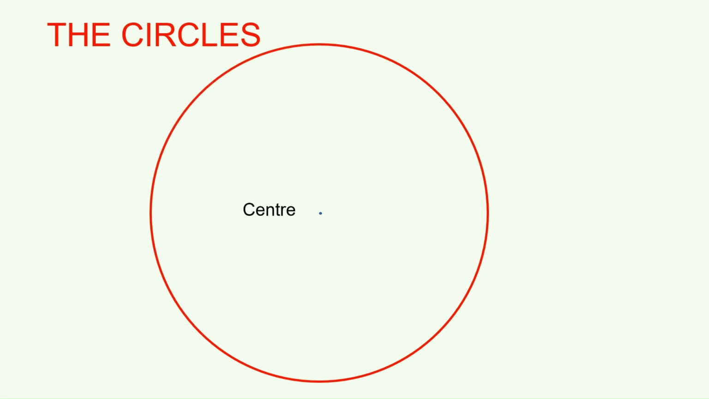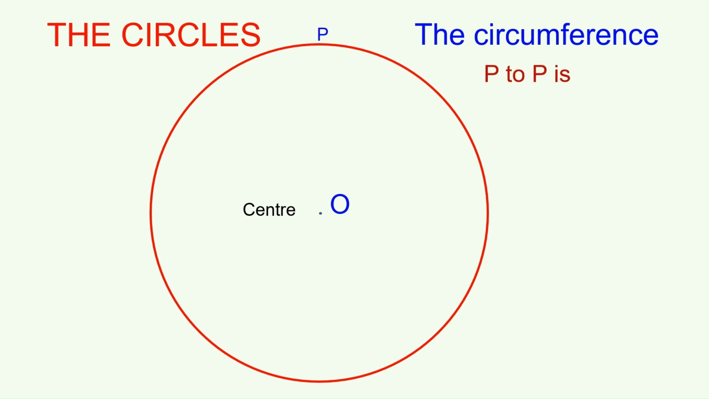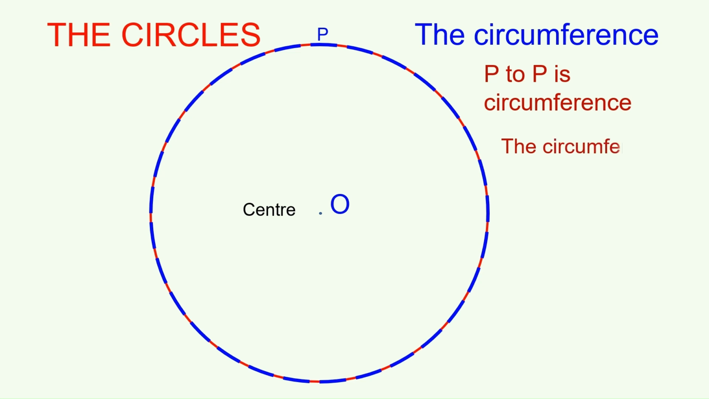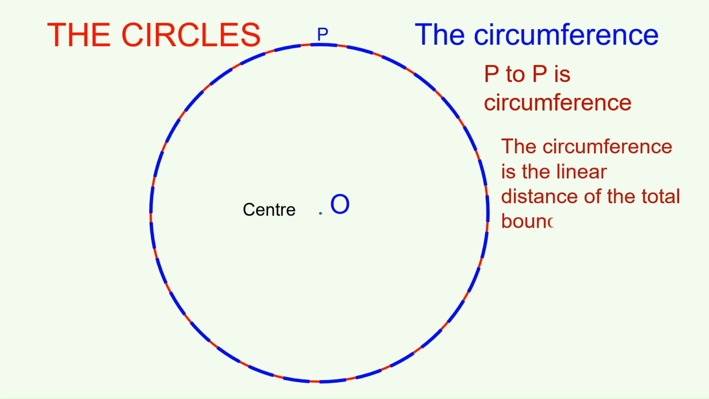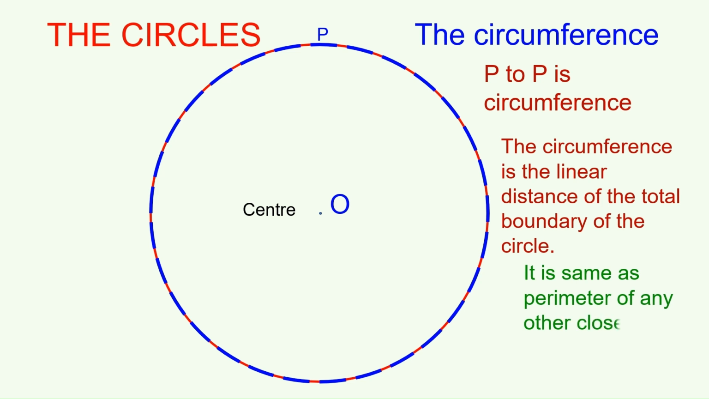The circles, the circumference. Point P to point P is the circumference of the circle. The circumference is the linear distance of the total boundary of the circle. It is same as the perimeter of any other closed geometric figure.